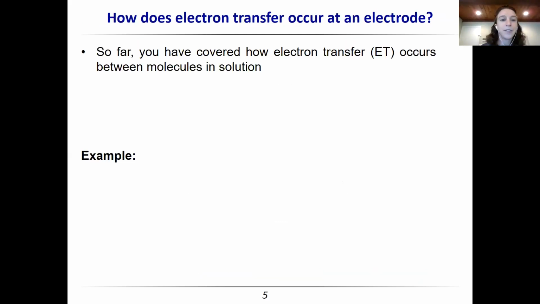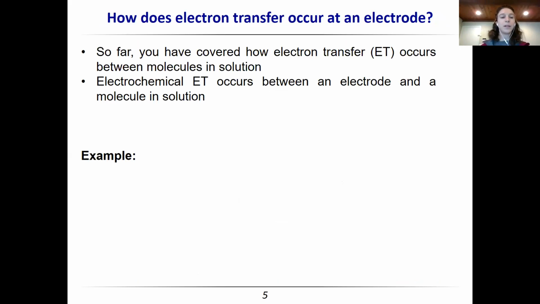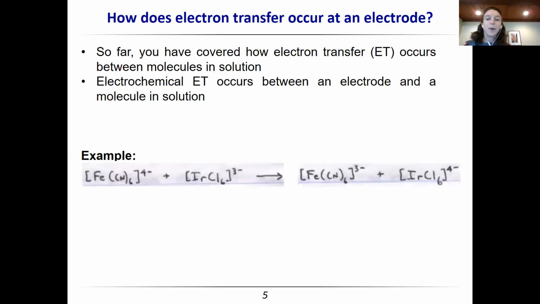So in your last few lectures, you've covered how electron transfer occurs between molecules in solution. When we do electrochemical electron transfer, it usually occurs between an electrode and a molecule in solution. So this is inherently interfacial electrochemistry. It's occurring between an electrode and a molecule in solution, and there are going to be additional complexities associated with that interface.